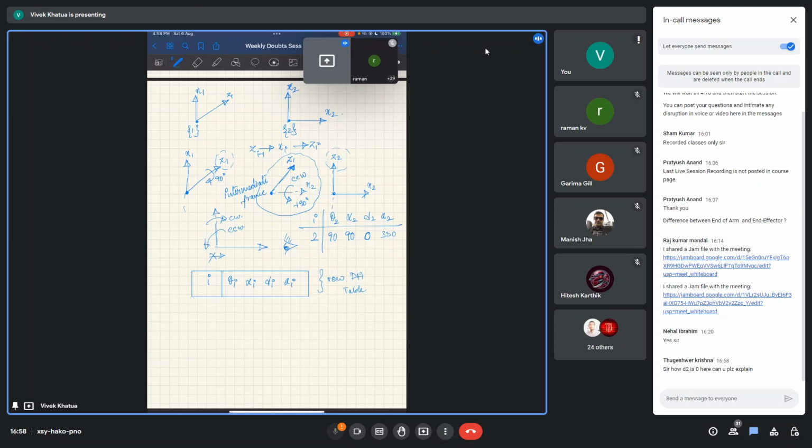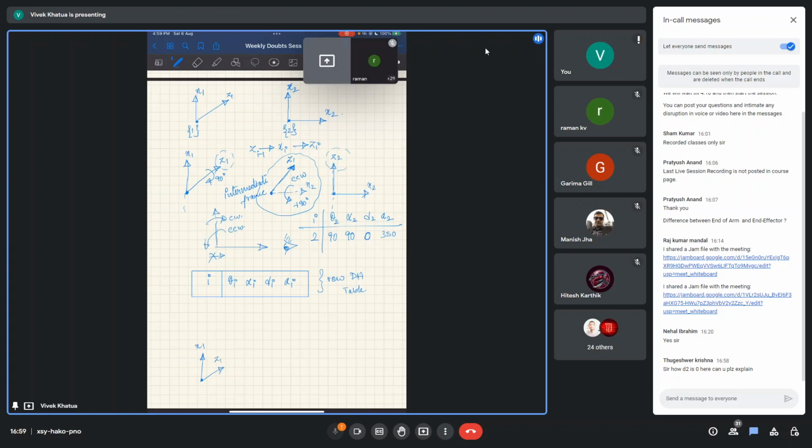Sir, how is d2 0 here? Can you please explain? Okay, now see, again, you look at it this way. I'll give you an example where d2 is not 0. Okay, Togeshwar, I can call you Krishna, right? Yeah. So let me give you an example where d2 is not 0. Probably with that you will be able to appreciate what we are doing.